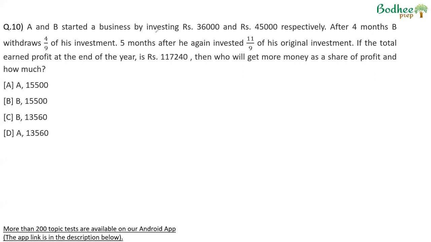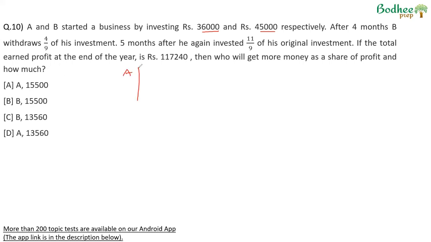A and B started a business by investing 36,000 and 45,000 respectively. After 4 months, B withdraws 4/9 of his investment. 5 months after, he again invested 11/9 of his original investment. If the total profit earned at the end of the year is rupees 117240, who will get more money as a share of profit and by how much?